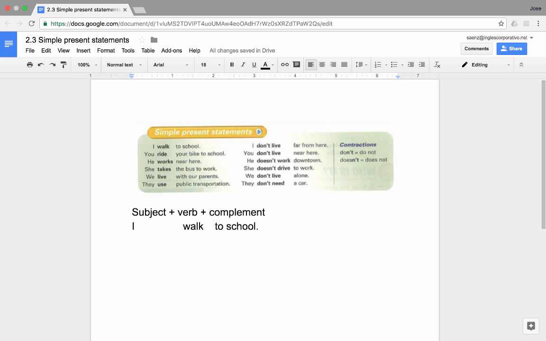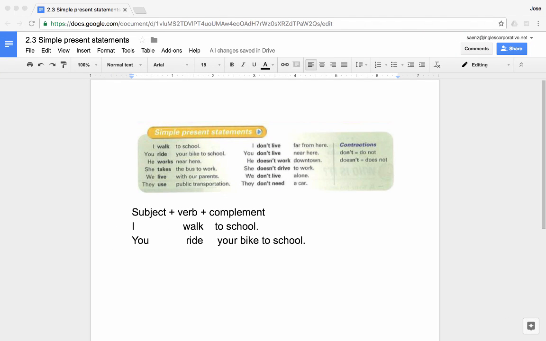Let's take a look at our next example. You ride your bike to school. You is the subject. Ride is the verb. Your bike to school is the complement.